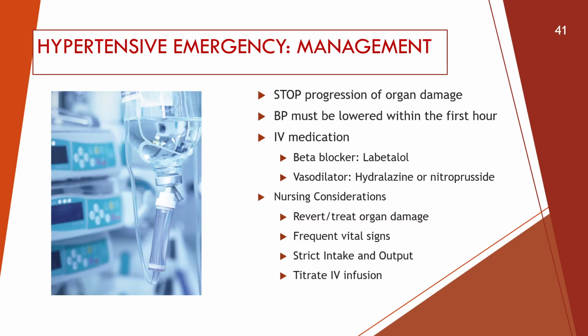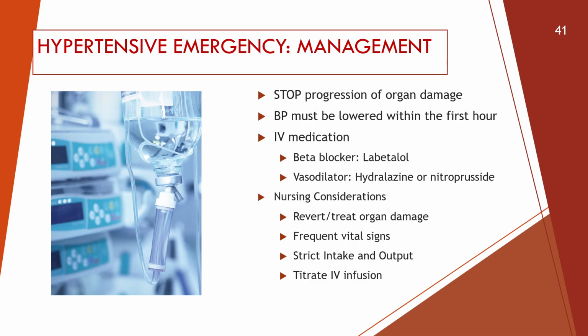The main goal of managing a hypertensive emergency is to stop the progression of organ damage by lowering the blood pressure within the first hour, and we do it with IV medication like hydralazine. Sometimes patients will need a continuous IV infusion of beta blockers like labetalol, because after the first hour, we are slowly going to keep reducing that blood pressure over the next 24 to 48 hours until the goal blood pressure or as ordered by the provider.